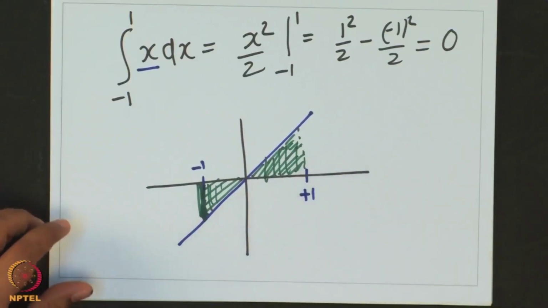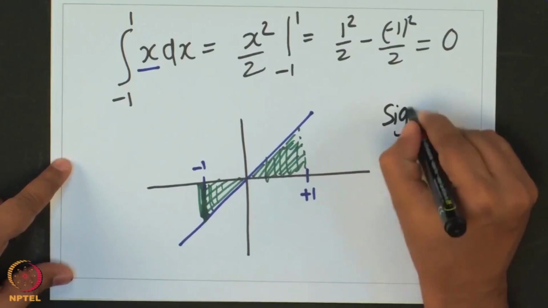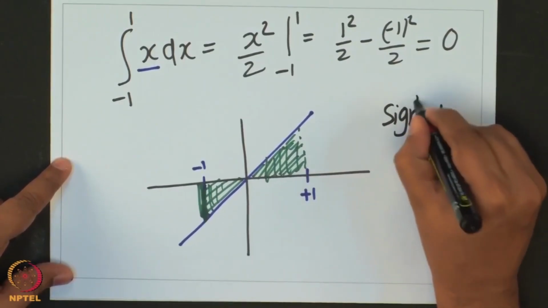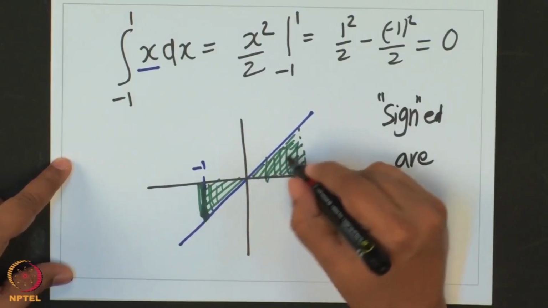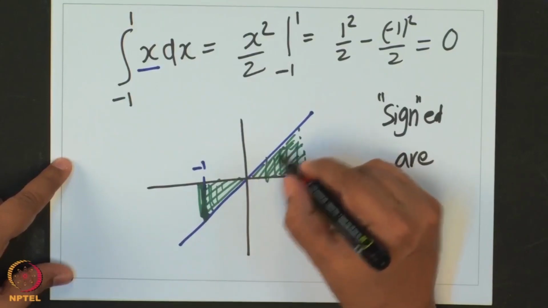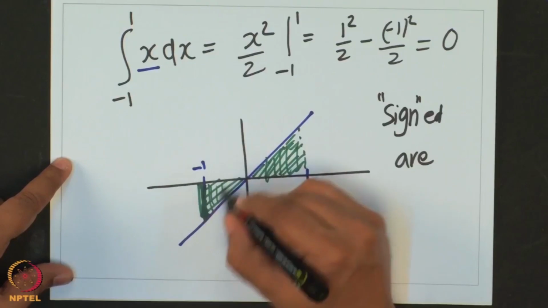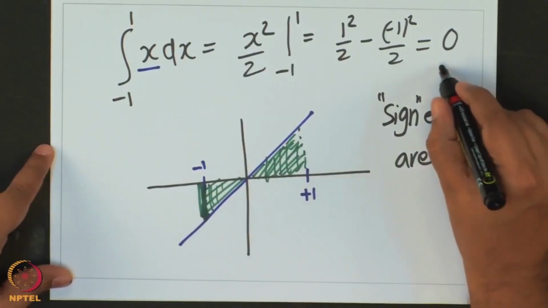So what we want actually is a signed area. That means this area is plus and this area is minus. And these are the same area. The area here is the same as this. So this area plus this negative area will turn out to be 0. So that's why we would get the answer 0.